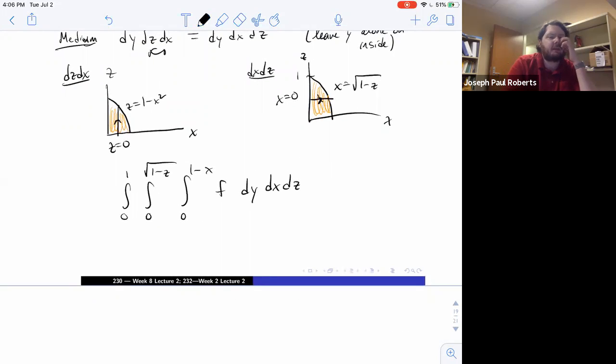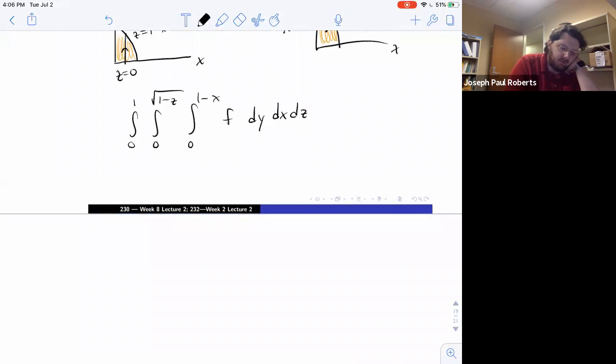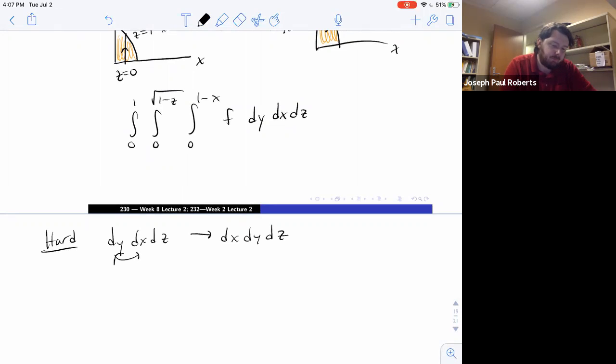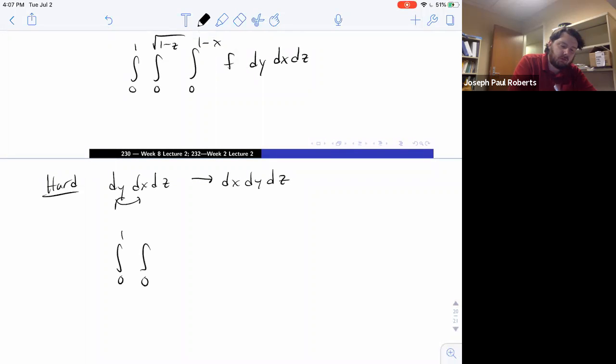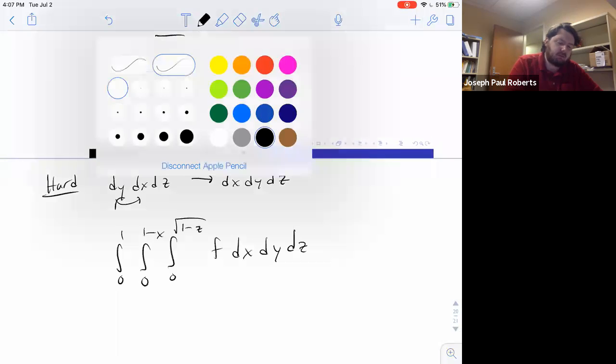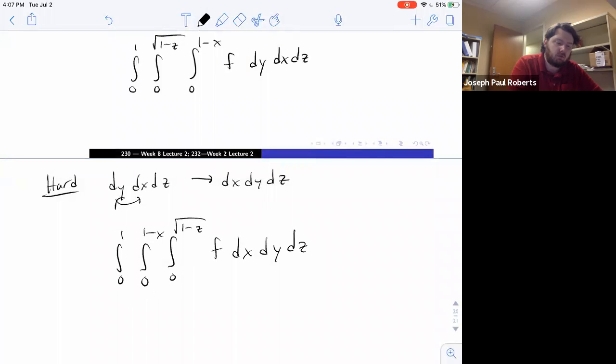And so finally, what is then the new type of thing you have to do for this problem? The new type of thing would be going from dy dx dz to dx dy dz. And so it's hard because if you do the naive switch, you get something that doesn't make sense. This is bad. Make this red.